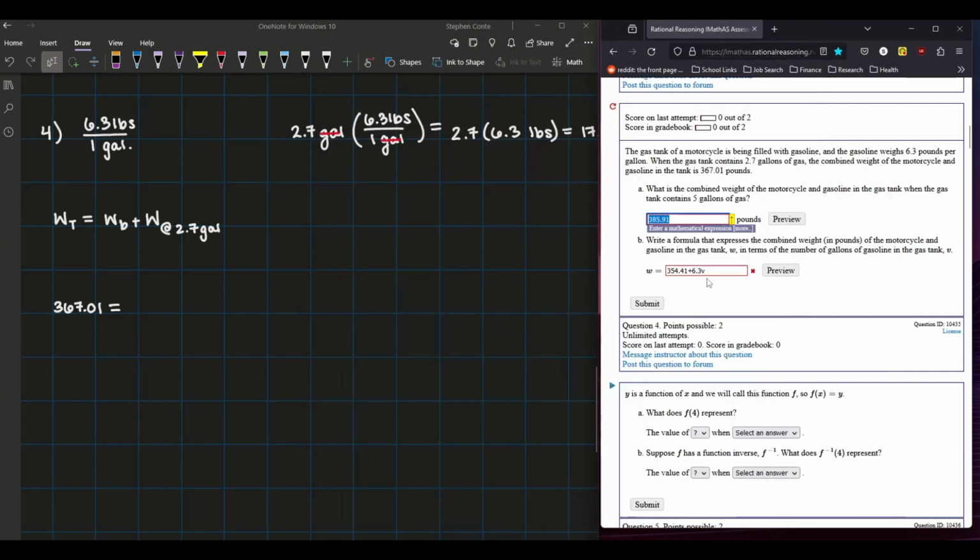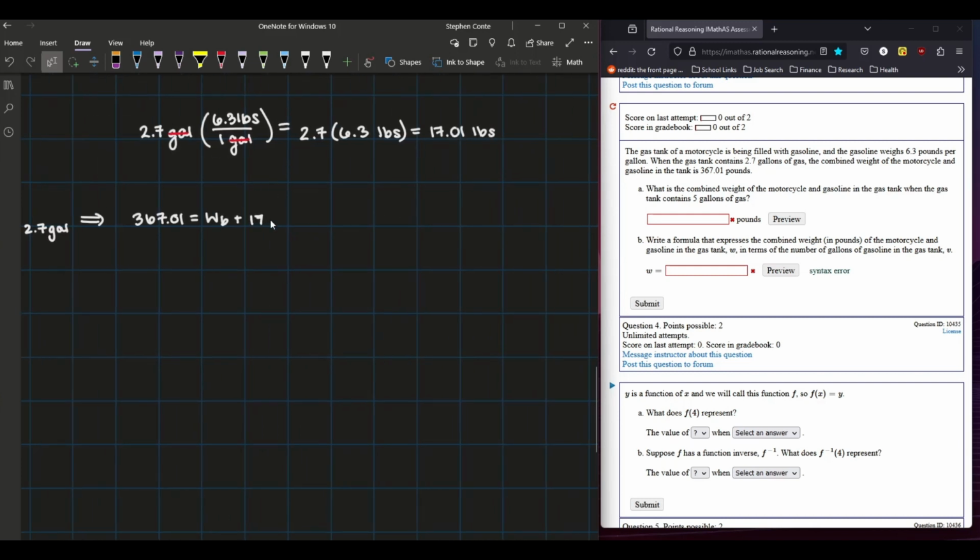I want the weight of the bike. It's going to help us for B. So since we're told that the total weight at 2.7 gallons is 367.01, then the weight of the bike plus the gas weight, which is 17.01 pounds, implies the weight of the bike must be equal to 367.01 minus 17.01, which is 350 pounds.